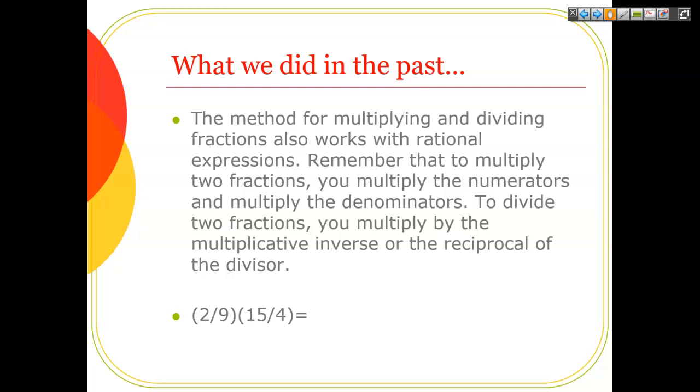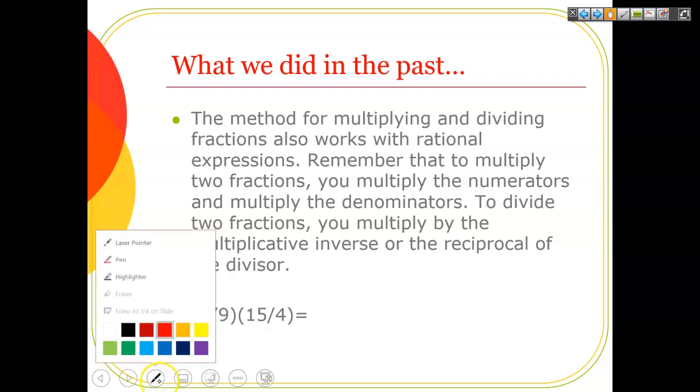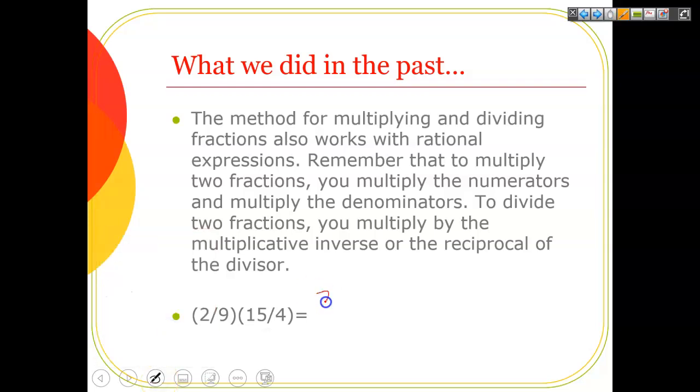Right. So what we did in the past is, if you have a fraction times another fraction, you multiply straight across. So 2 ninths times 15 fourths, you said 2 times 15 to give you 30 over 36. You also sometimes said, oh well, 2 and 4 can become 1 half.